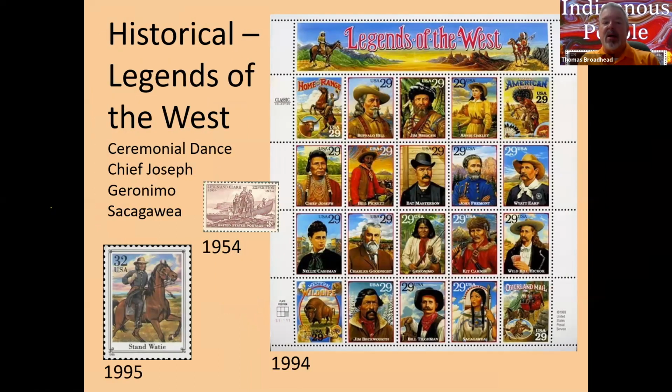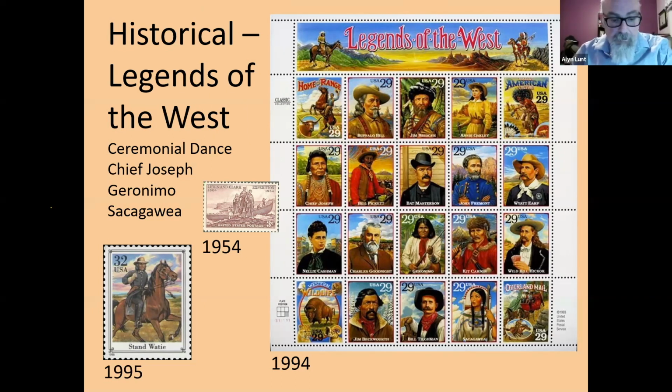Then we had the Historic Legends of the West sheet that came out in 1994. There are 4 stamps, 1 on each row, that are relevant to Indigenous peoples. The ceremonial dance in the upper right, Chief Joseph on the far left of the second row, Geronimo in the middle of the third row, and Sacagawea second to the right in the bottom row. Of course, Sacagawea also had been depicted but not identified in the 1954 Lewis and Clark exposition commemorative.